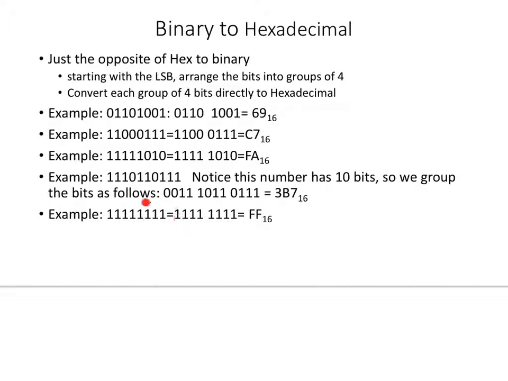Okay, the last one is all ones, and we group them in 2 groups of 4, all ones. 1111 is 15, 15 in hexadecimal is F, so it's FF in base 16.